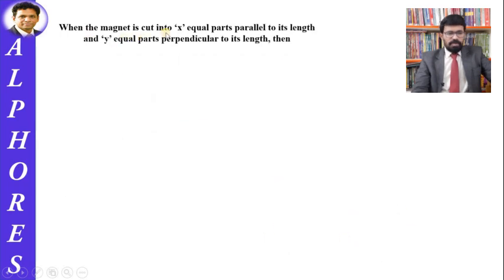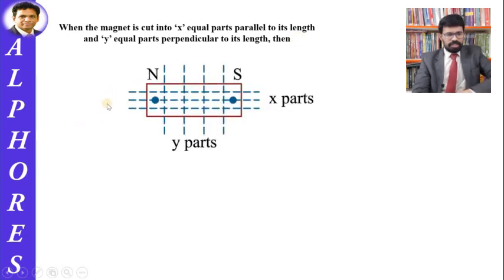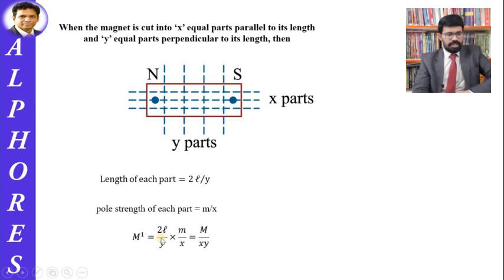Okay. When the magnet is cut into x equal parts parallel to its length and y equal parts perpendicular to its length, so x parts along this direction, y parts along this direction. It means now cross-section area is changed, length also changed. Length of each part becomes 2L by y because it is divided into y parts along the length. Pole strength of each part becomes M by x because along the length it is divided into x parts. So in each of these particular portions, the pole strength becomes M by x. Therefore, new magnetic dipole moment will be M dash equal to 2L by y into M by x.